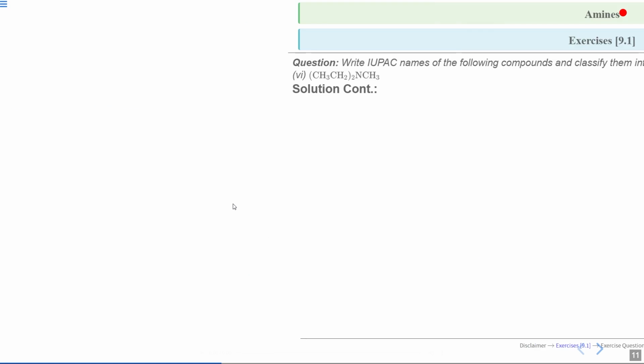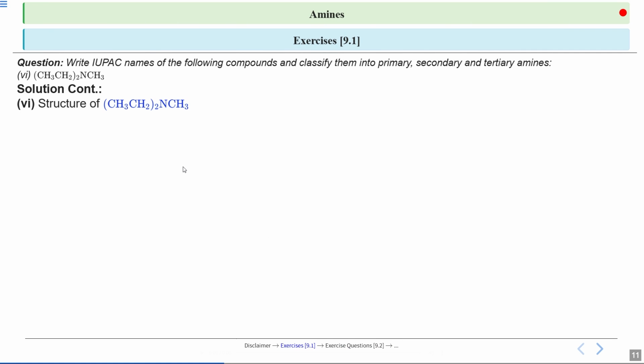Now we will see the next part of this question. First we will write the structure of this compound. So this is the structure. I have taken this as my parent chain. I'll do the numbering in such a way that this carbon gets the least number. So it is 1, 2. Now 1 methyl group and 1 ethyl group are directly attached to this nitrogen, so they will be designated as N-methyl and N-ethyl.